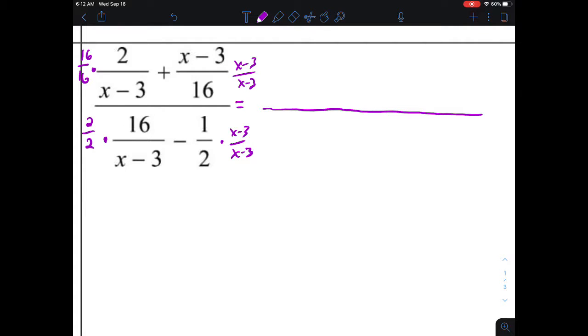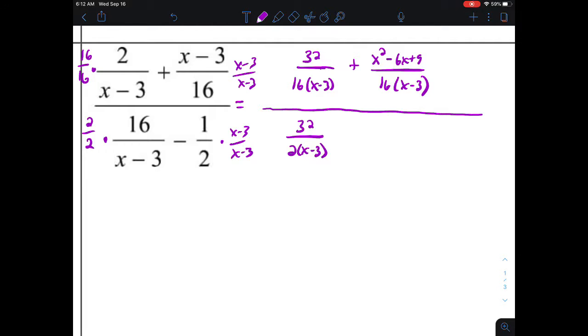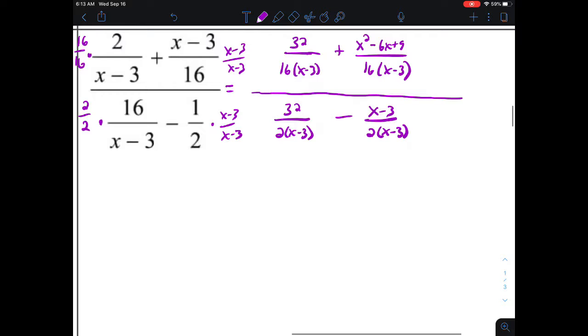And so in doing that, I'm going to have 32 over 16 times x minus 3 plus x squared minus 6x plus 9 over 16 times x minus 3. And in my denominator, I'll have 32 over 2 times x minus 3 minus x minus 3 over 2 times x minus 3. Now I want to put together the two fractions in the numerator and the two fractions in the denominator.